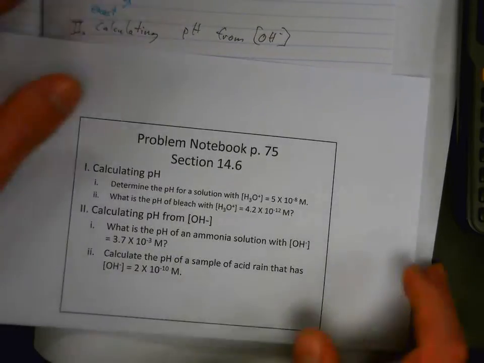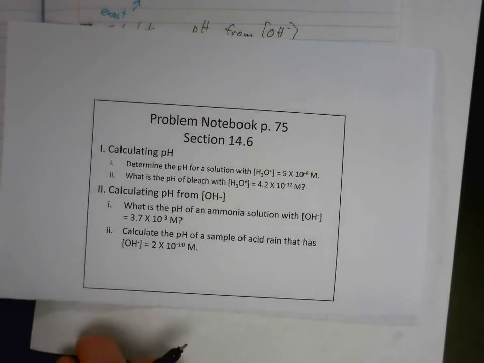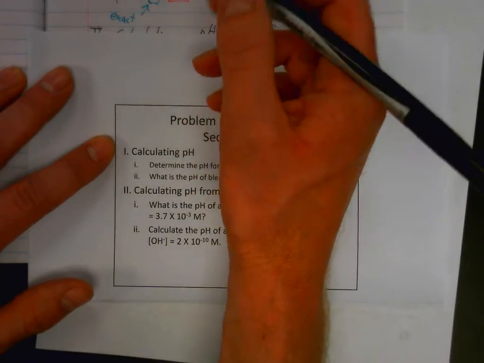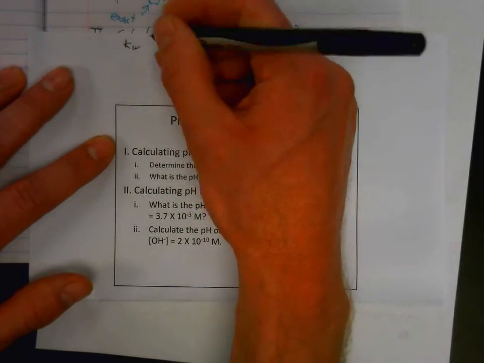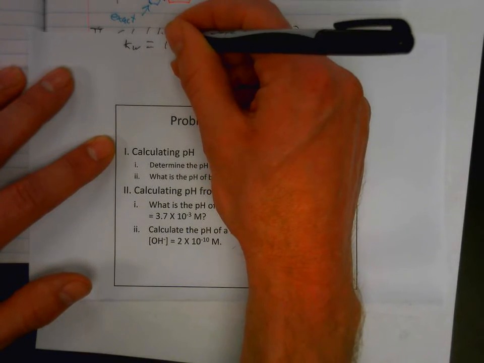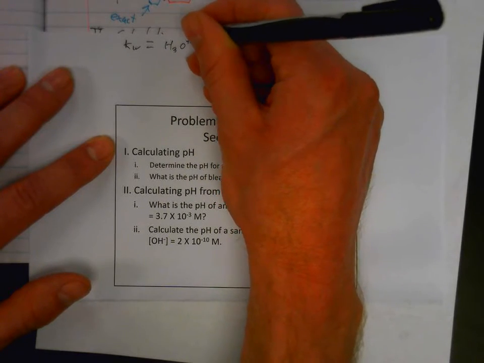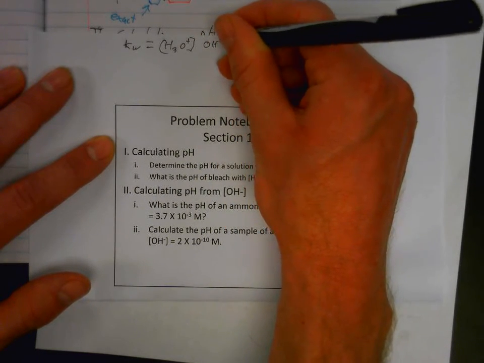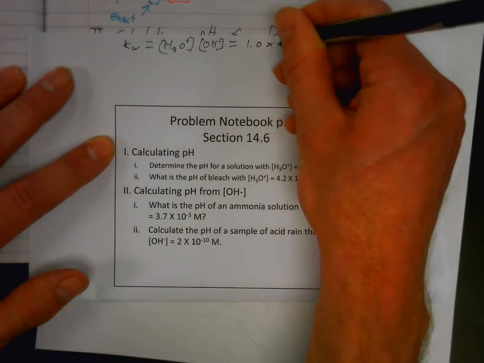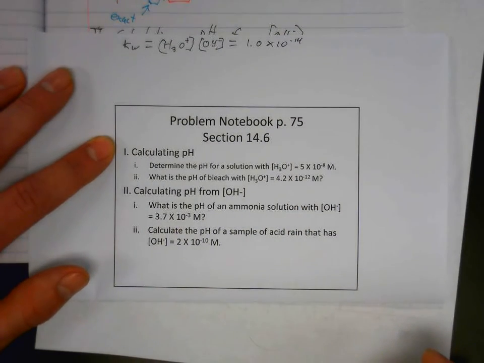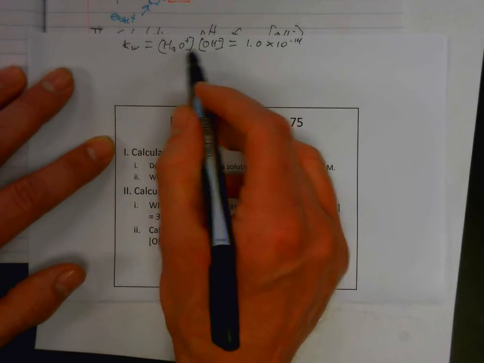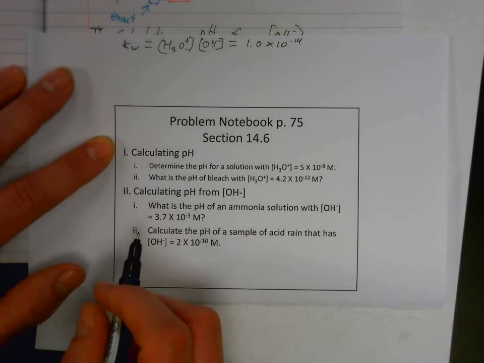Now we've seen that there are a few relationships that we can use to solve these problems. One relationship is the ion product constant of water, Kw, which is the H3O plus concentration multiplied by the OH minus concentration, and that value is equal to 1.0 times 10 to the negative 14th. So that's one way we can solve this problem. We can plug in the concentration values, use this, and find an unknown concentration.